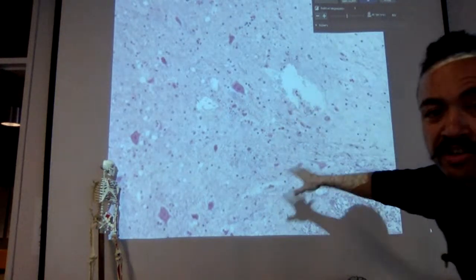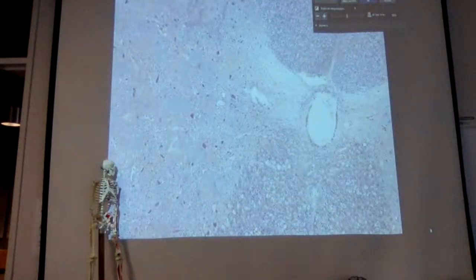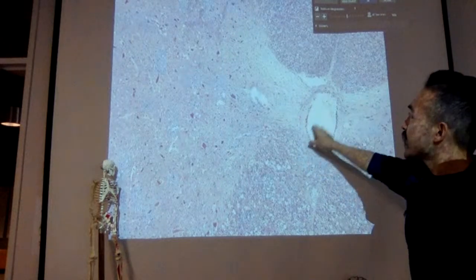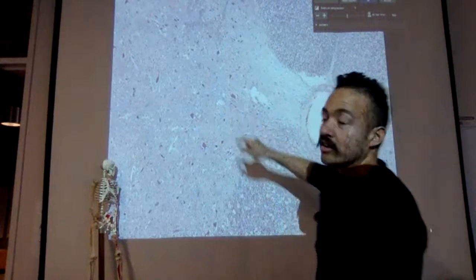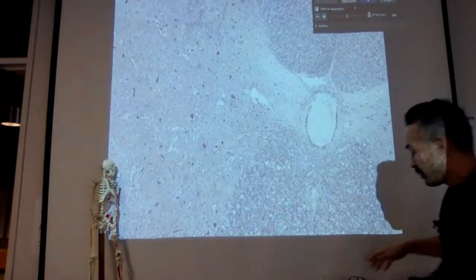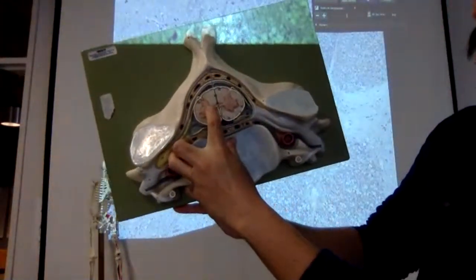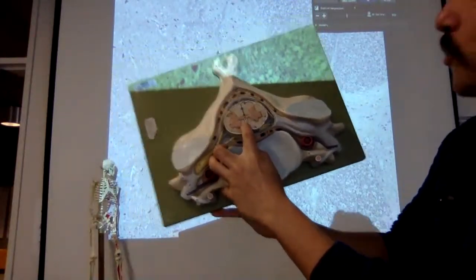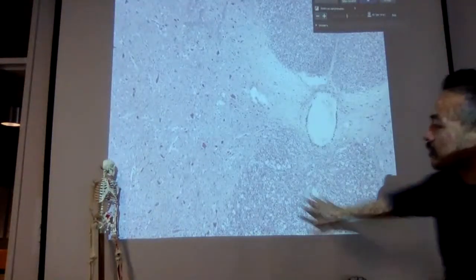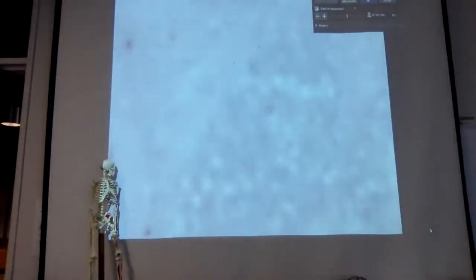So this is the gray matter of the spinal cord. Going back to 40X, central canal. This is the gray matter. You can see the nuclei of the neurons here. If you just go down a little bit to this white column, this anterior column over here, we're at 100x total.